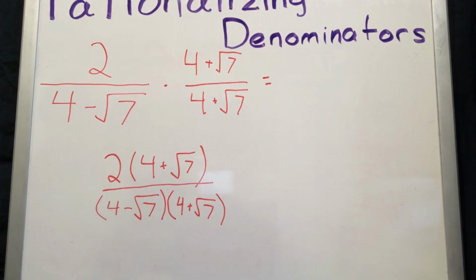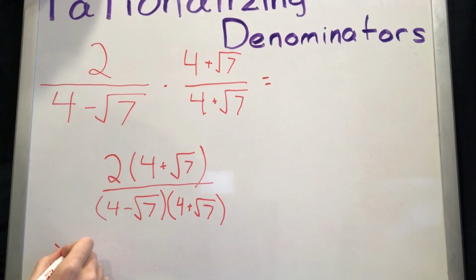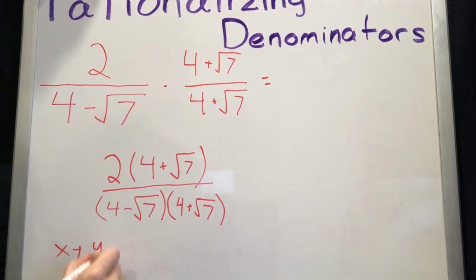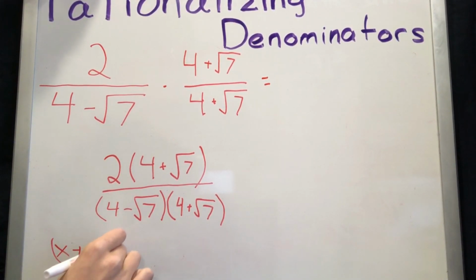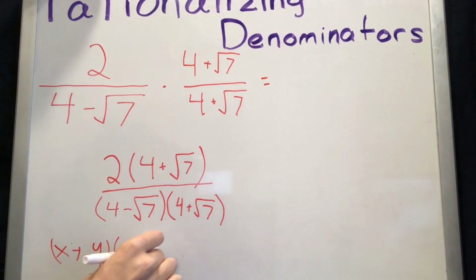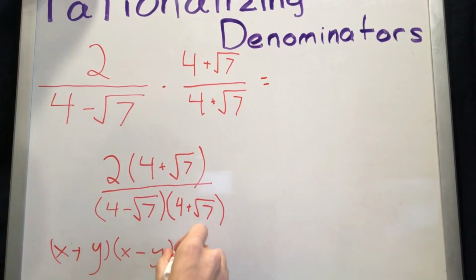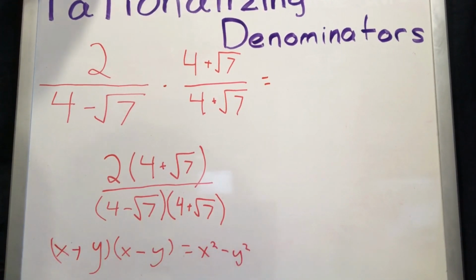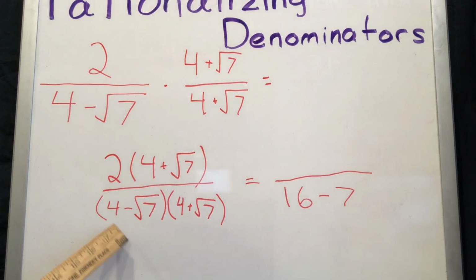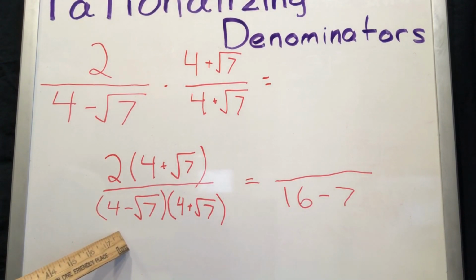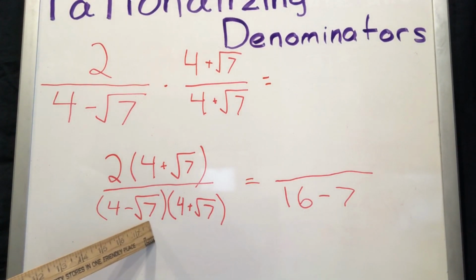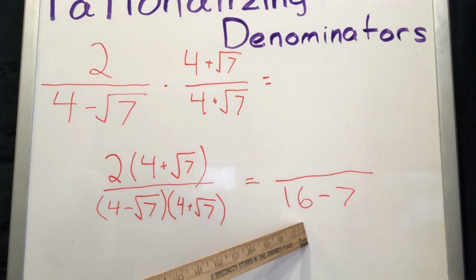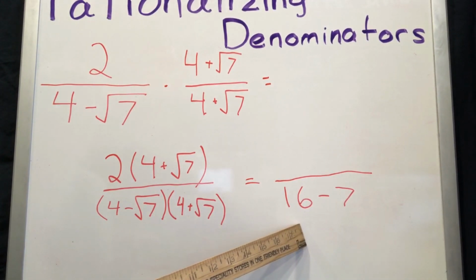Now we know that in the difference of squares, x plus y times x minus y equals x squared minus y squared. So we get our denominator as x squared, which is 4 squared, which is 16, minus y squared, which is 7. So our denominator is 16 minus 7.